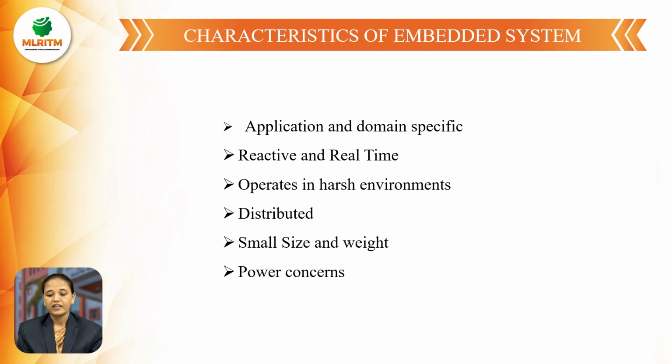And the next one is characteristics of embedded systems. Generally, embedded systems have some basic characteristics. One is application and domain specific, second is reactive and real-time application, and the next is operating in harsh environments, and the next is distributed functionality, small size and weight, and power concern. These are the major characteristics of embedded systems.